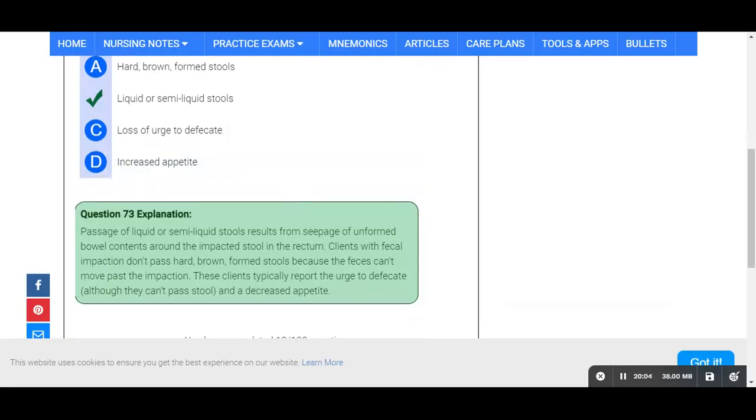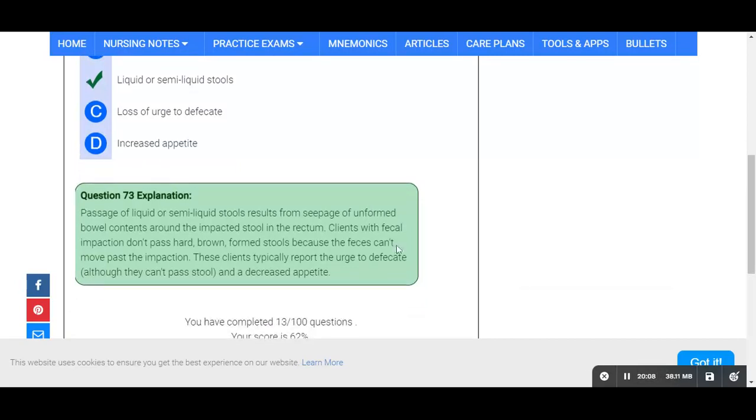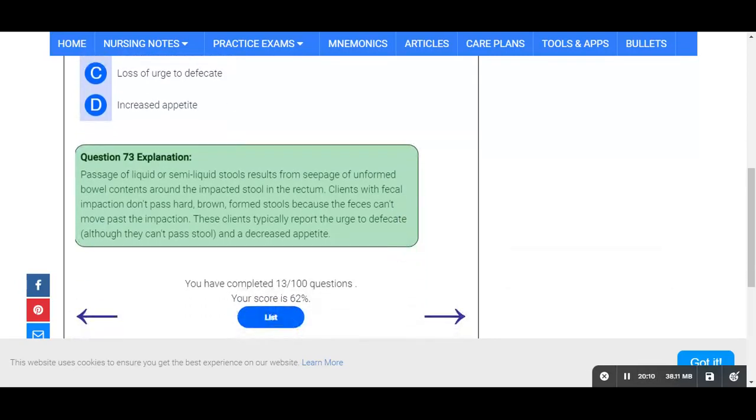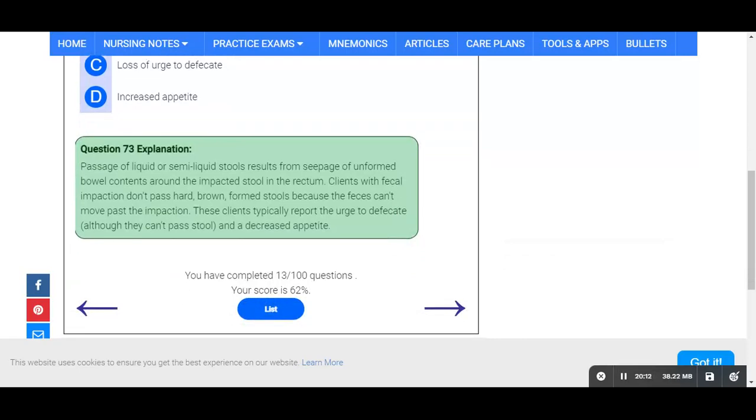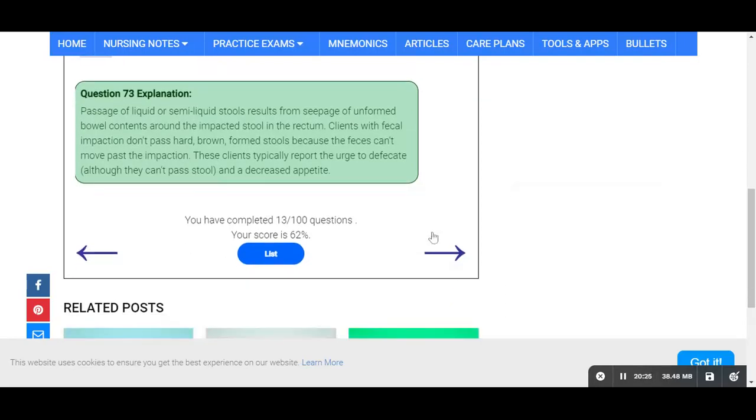Passage of liquid or semi-liquid stools results from seepage of unformed bowel contents around the impacted stools in the rectum. Clients with fecal impaction do not pass hard, brown formed stools because the feces can't move past the impaction. These clients typically report the urge to defecate, although they can't pass stool, and a decreased appetite.